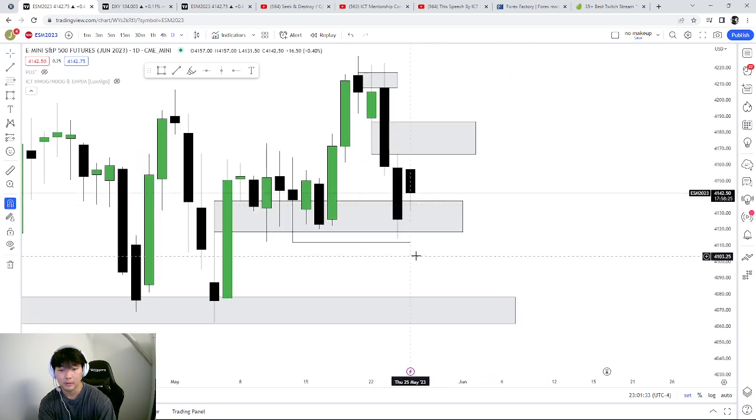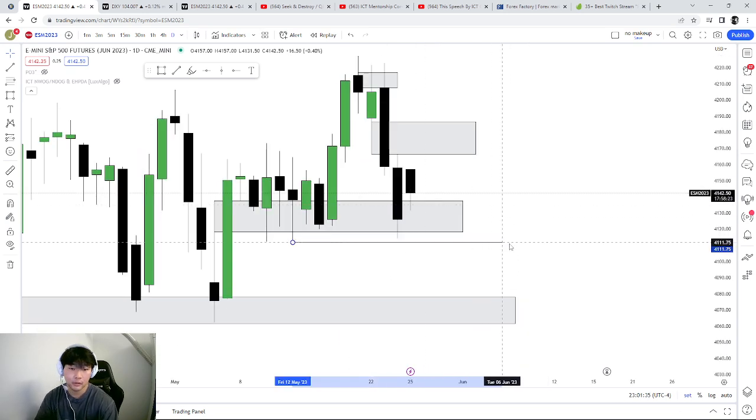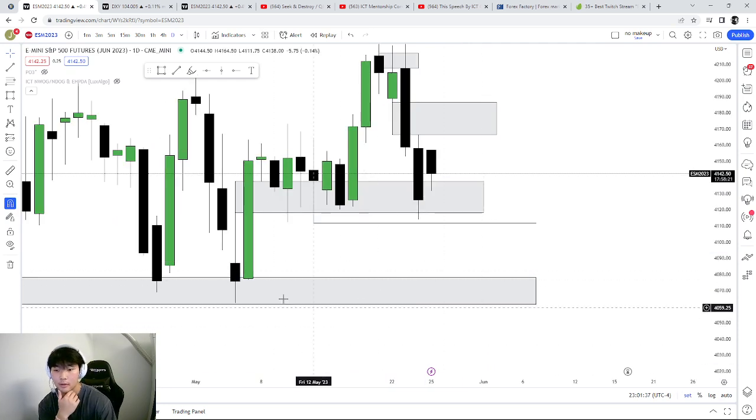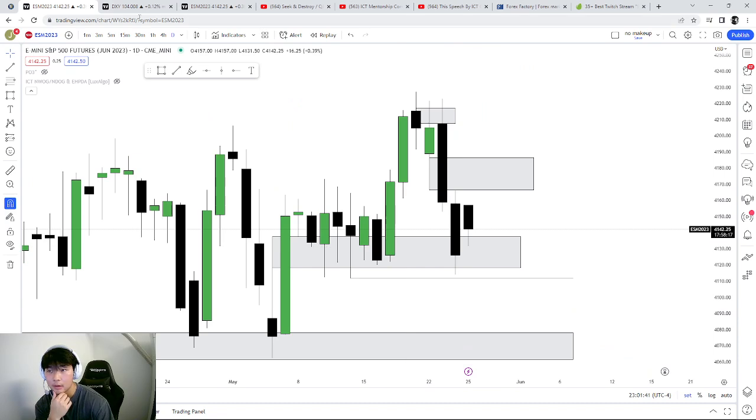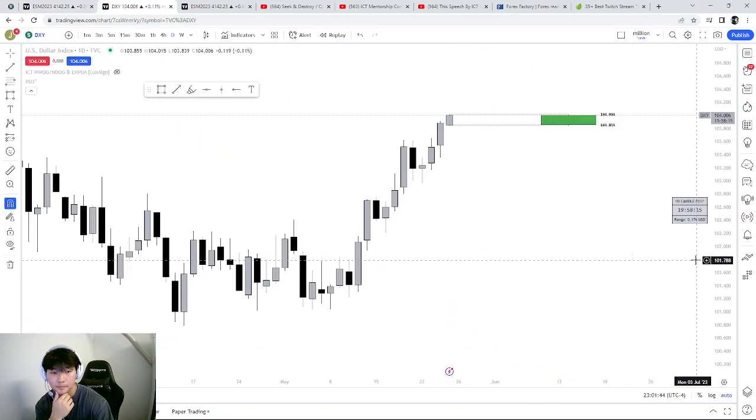If we do react, then drawn liquidity is still this 41.12 level, and then these lows here within this fair value gap, things like that. We can cover DXY here.